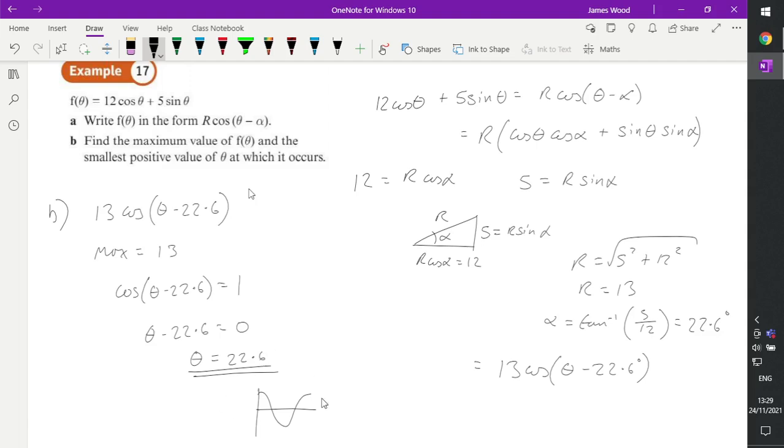We could find the next point as well here. We could add on 360 to that, because the whole graph repeats itself every 360.